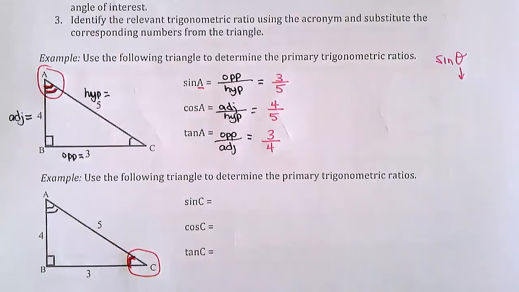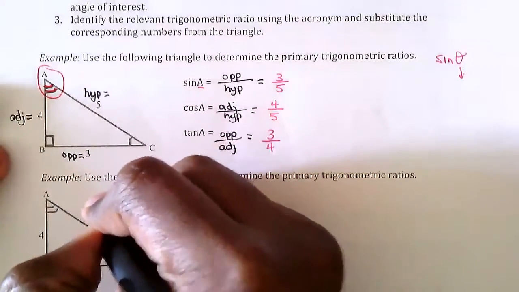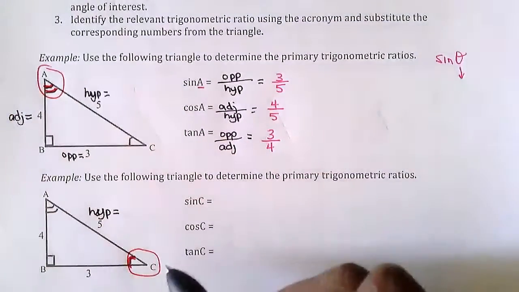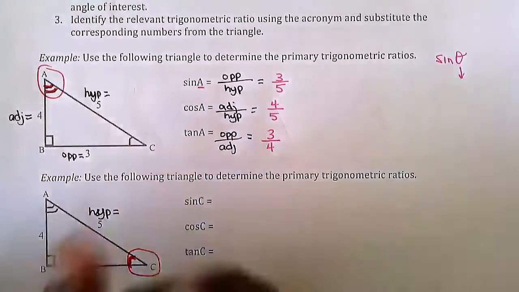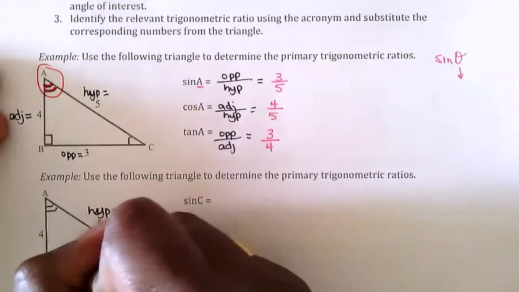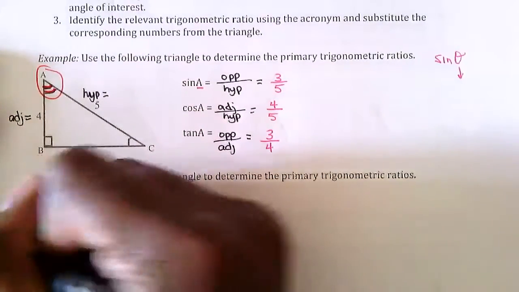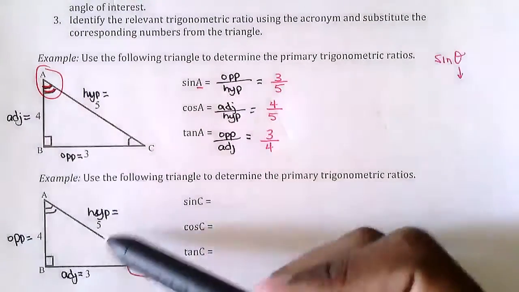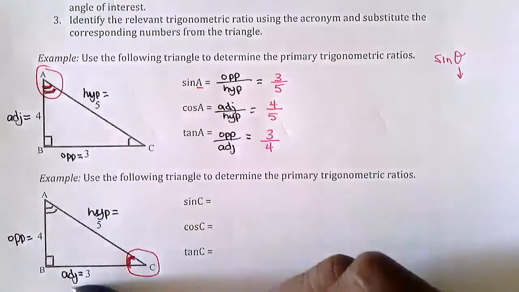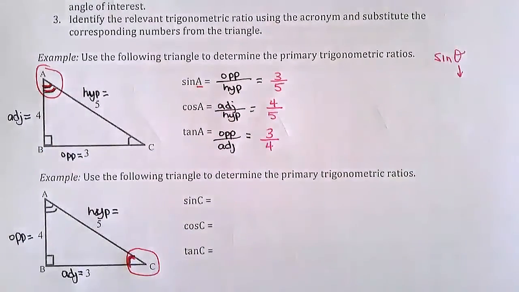So again, I can label the triangle. I start with hypotenuse always, because that's the longest side. So hypotenuse. Now I look at my angle of interest. The side touching or close to my angle of interest is my adjacent. And the other side will be my opposite side. So what we've noticed again is the hypotenuse always stays the same. The opposite and adjacent can vary based on our angle of interest.